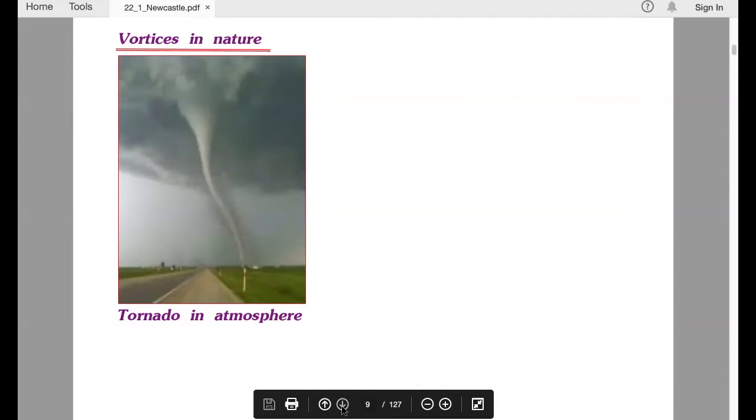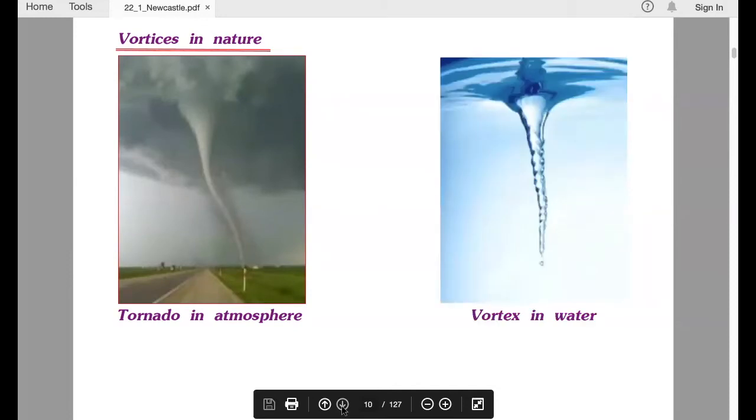So let me start with vortices in nature, just to give you an idea of what we are talking about. Well, this is, of course, a tornado in the atmosphere, maybe in Oklahoma, maybe on the Mediterranean coast. And this is a vortex in water. These are just two visualizations of a mechanism that makes the fluid, either air or water, rotate about, say, a center. This center can be a center of low pressure, something like this.